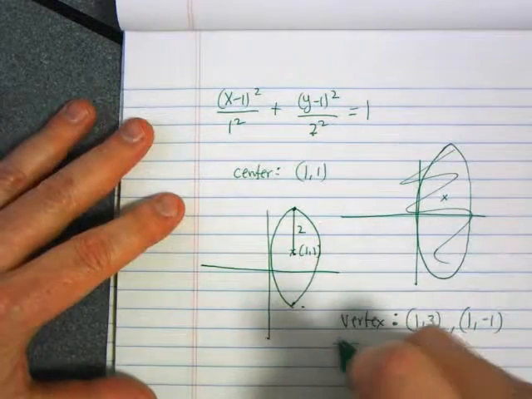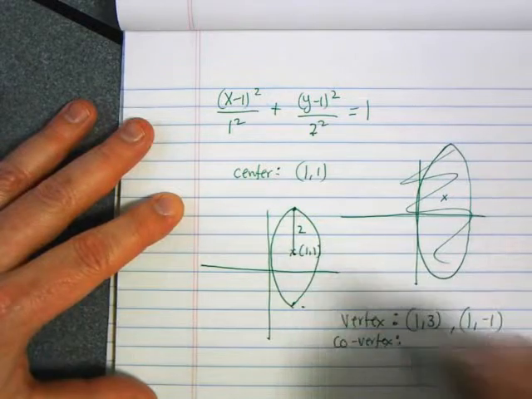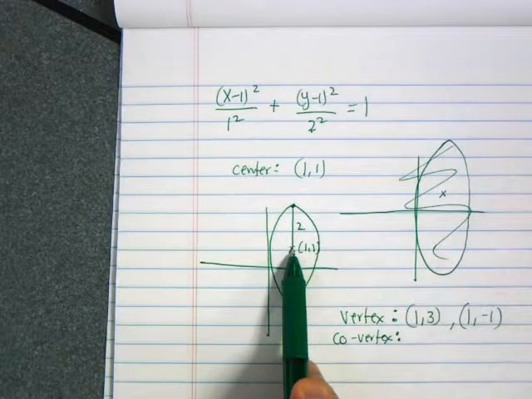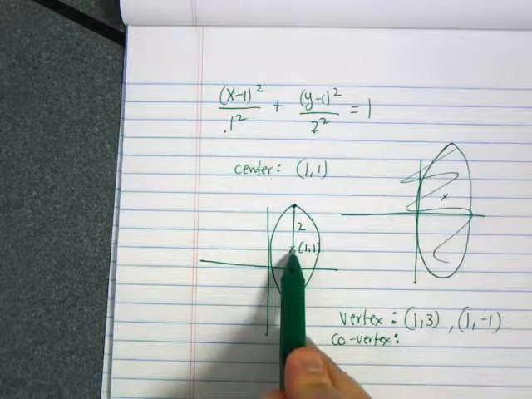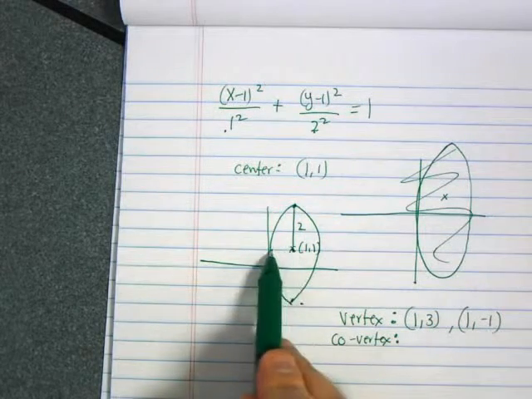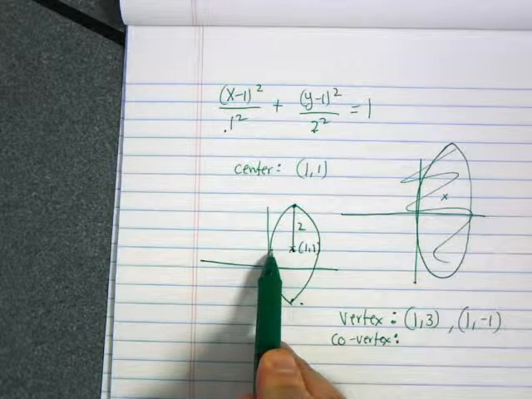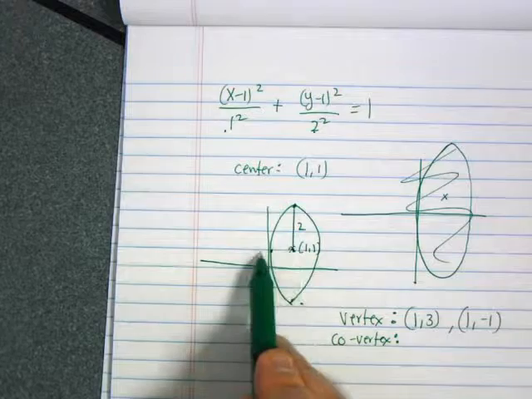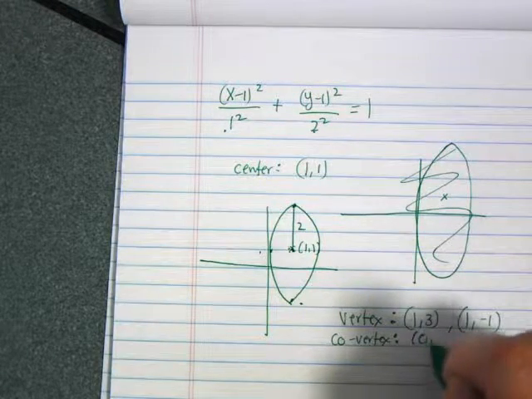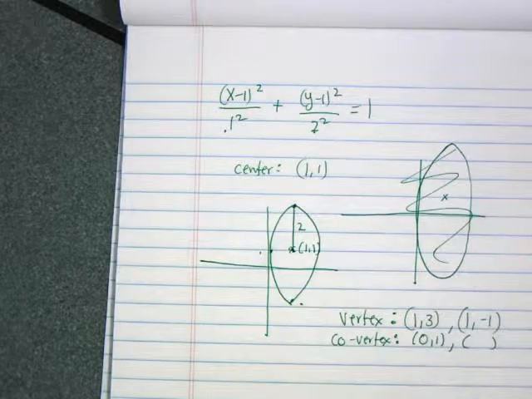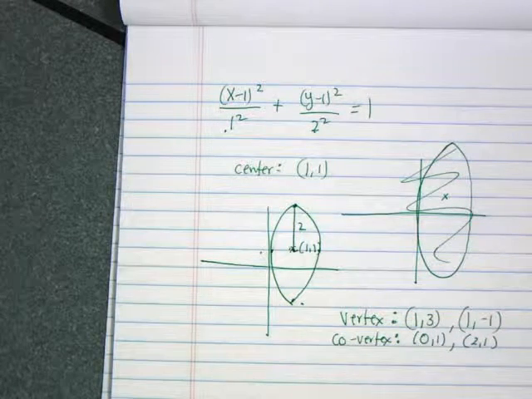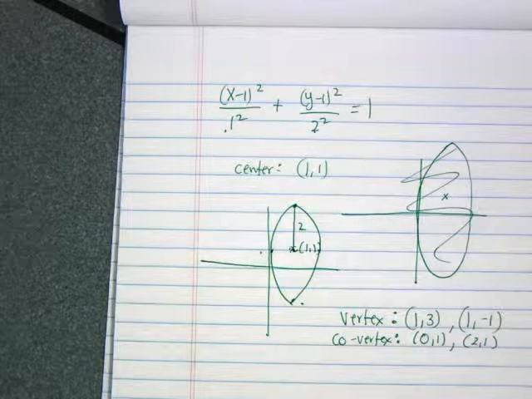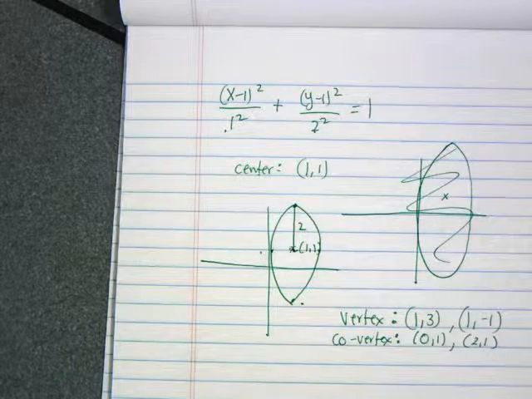Okay, now how about the co-vertices? I start here and go over 1. Why do I go over 1? Because my B number is the number 1. So I'm going to start here, and I'm going to go left 1. If I start at the point 1 comma 1 and I go left 1, where am I? 0 comma 1. I'm taking 1 away from the x number because I'm going to the left. So one of them is 0 comma 1, and the other one is, I start at 1, 1 and I go 1 to the right. That's 2 comma 1. All right, so we're almost there. We've got the center, we've got the vertices, we've got the co-vertices.